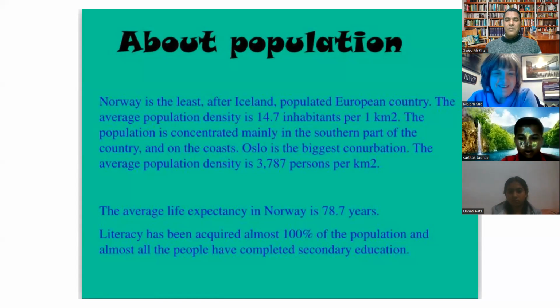Conurbation. The average population density is 3,787 persons per square kilometer. The average life expectancy in Norway is 78.7 years. Literacy has been acquired by almost 100% of the population, and almost all the people have completed secondary education. You read that so fluently. Let's go to the next slide.